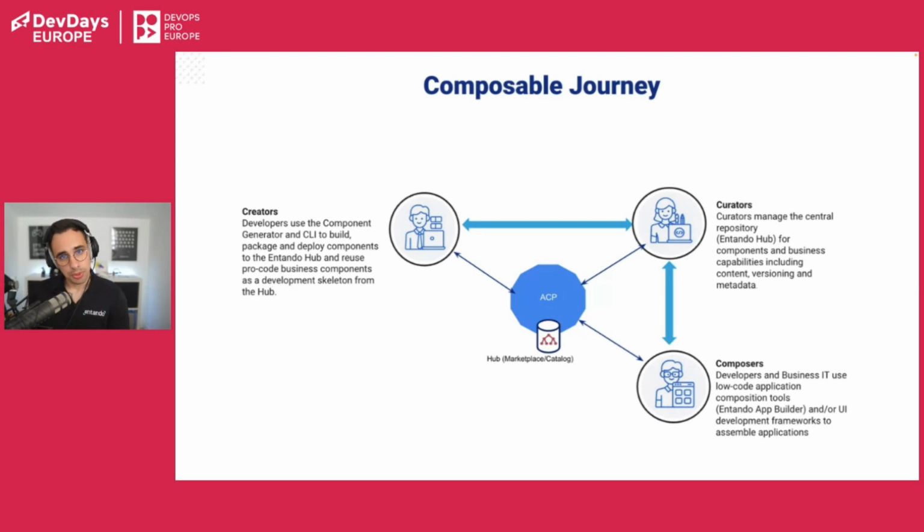Then you have the composers. The composers will use the hub and the application composition platform at the same time. So it will retrieve the different components to compose new applications from them. So it's like building elements with existing blocks. So if I have multiple blocks like this, I can probably build different ways and different applications.